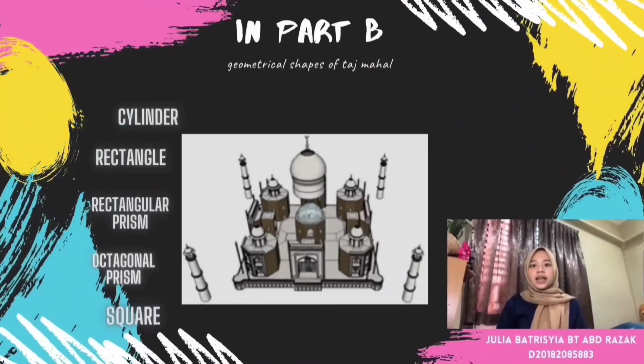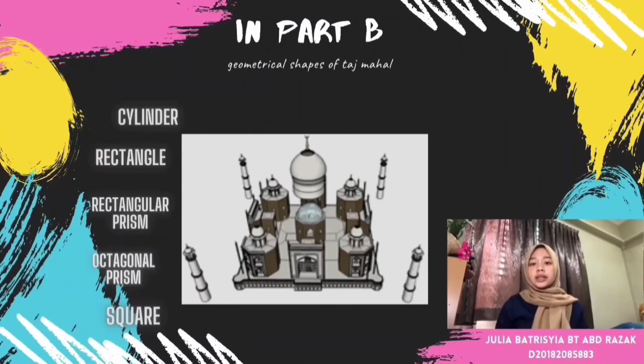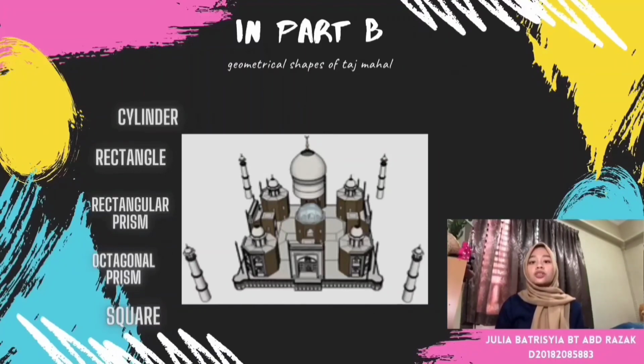We identified that the Taj Mahal had a variety of shapes but we only chose five geometrical shapes, which are right circular cylinder, right orthogonal prism, rectangular prism, square, and also rectangle. The geometrical shapes that we identified in the Taj Mahal building are the shapes that we have learned in geometry courses.